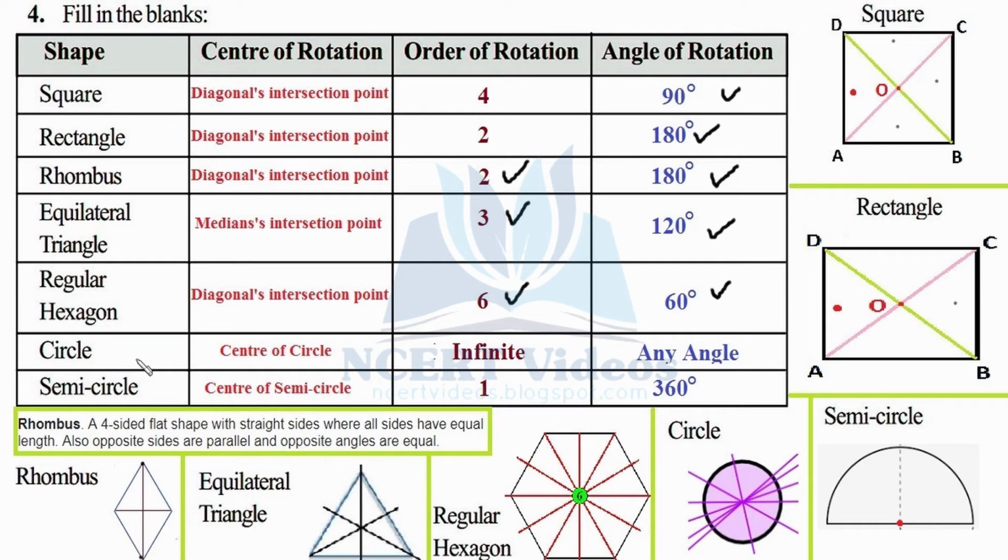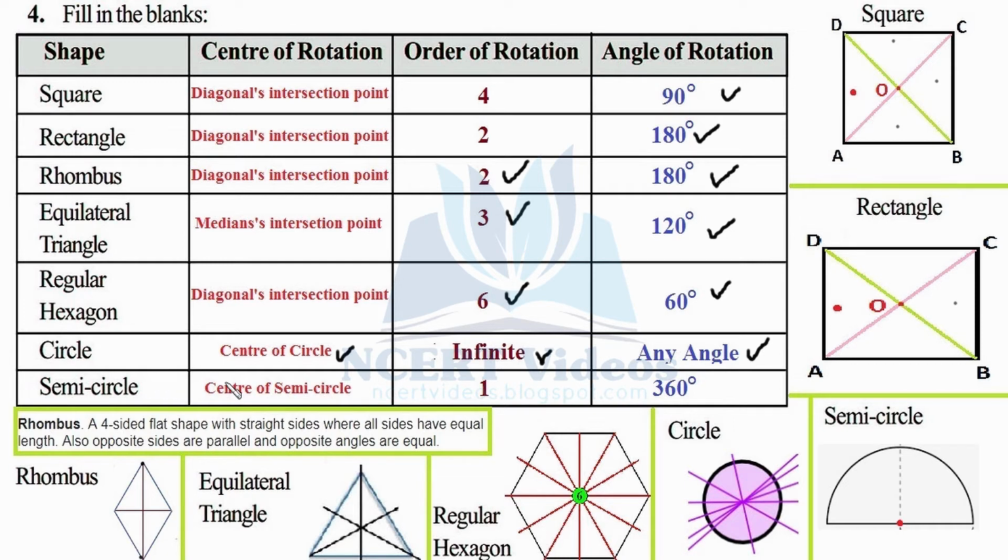Circle, well, it is the only figure in this world which has order of rotation as infinite. Also sphere is, it is just a 3-dimensional object of circle, and center of circle is very well known to you. That's center of circle, and angle of rotation is any. Even if you just rotate it with 0.1 degrees, 0.001 degrees, at any angle you will have similar circle.